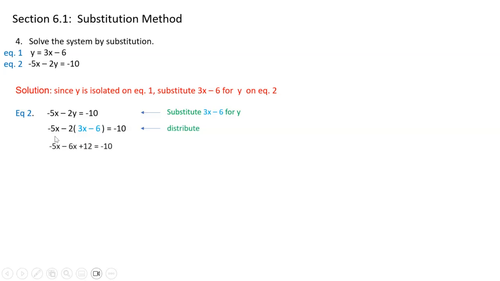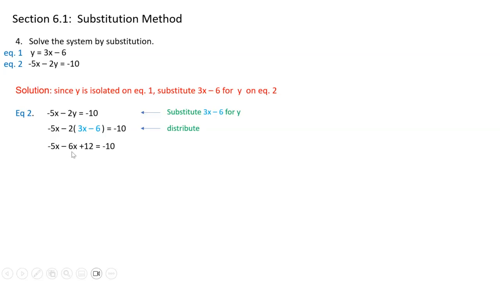It's going to give us a negative 5x minus 6x plus 12, right? Because negative 2 times 3x will give us negative 6x. Negative 2 times negative 6 will give us a positive 12. Equals to negative 10 on the right side.